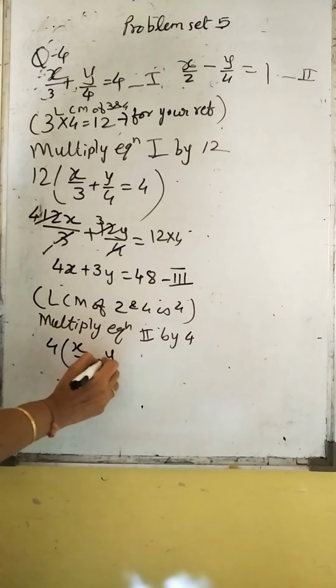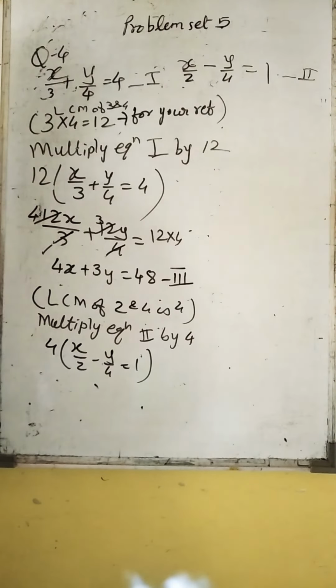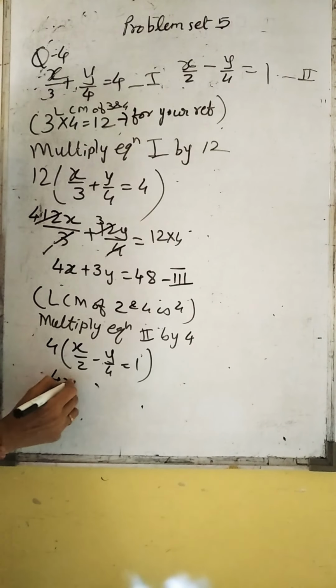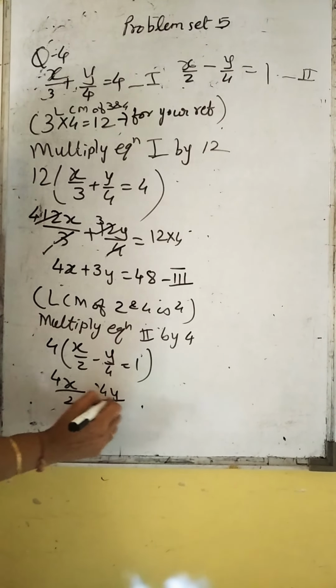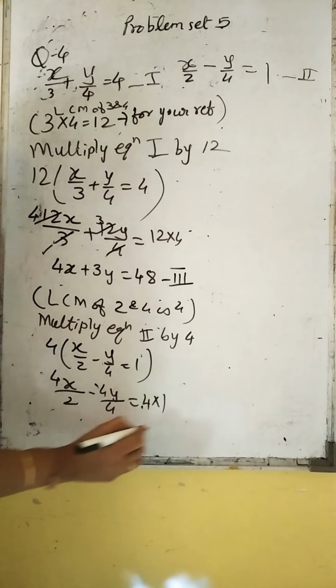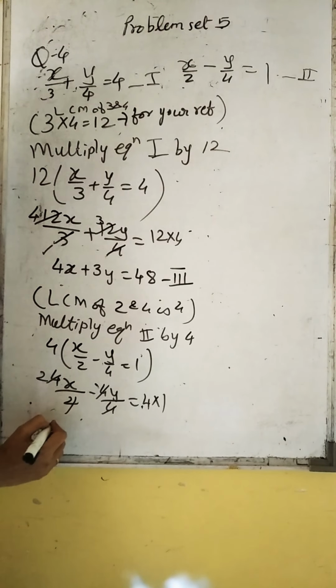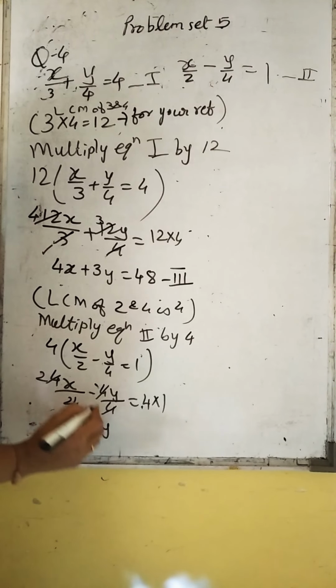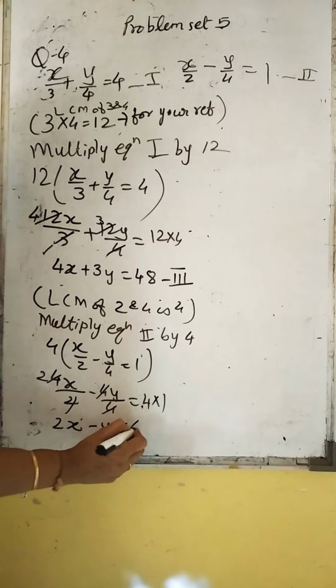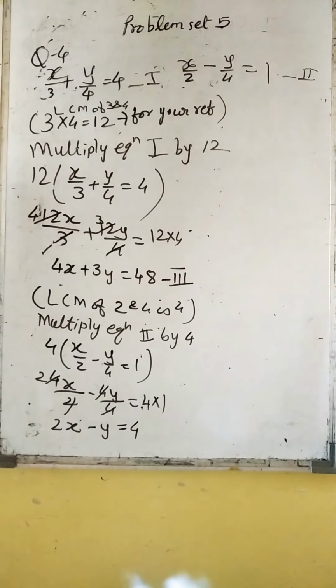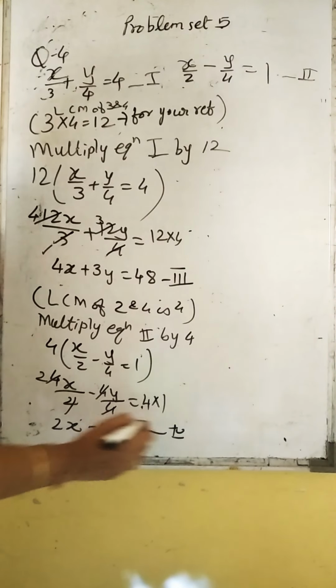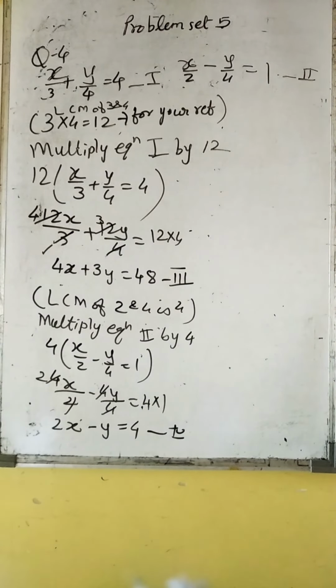x upon 2 minus y upon 4 equal to 1. This entire equation multiply by 4. So you have 4x upon 2 minus 4y upon 4, and 4 into 1. I multiplied everything by 4. Cancellation. 2x minus y is equal to 4. Got it? This will become your equation number 4, right?